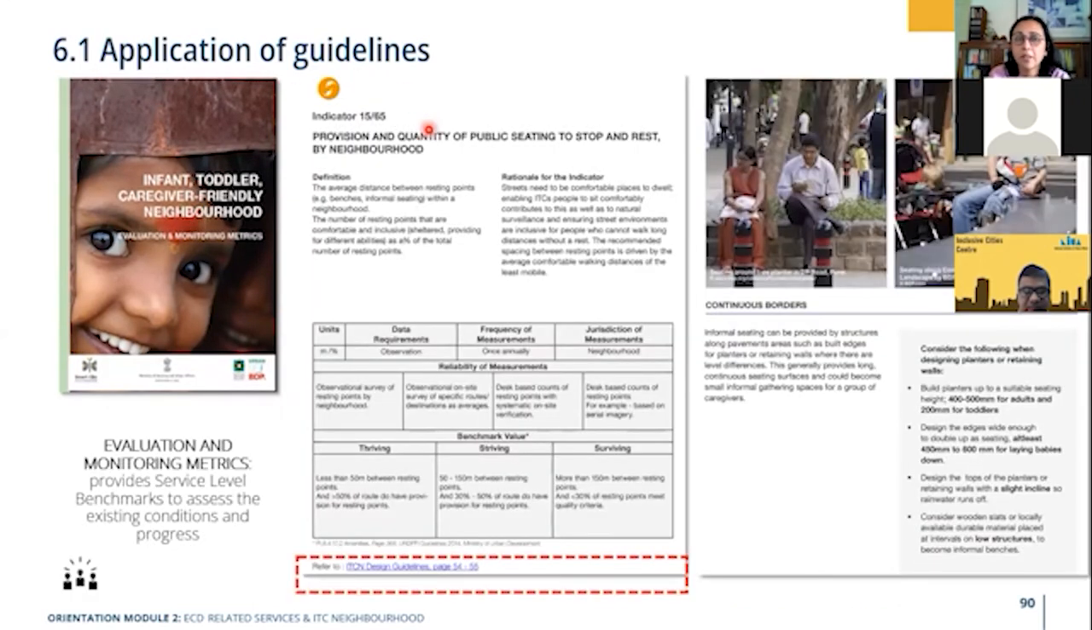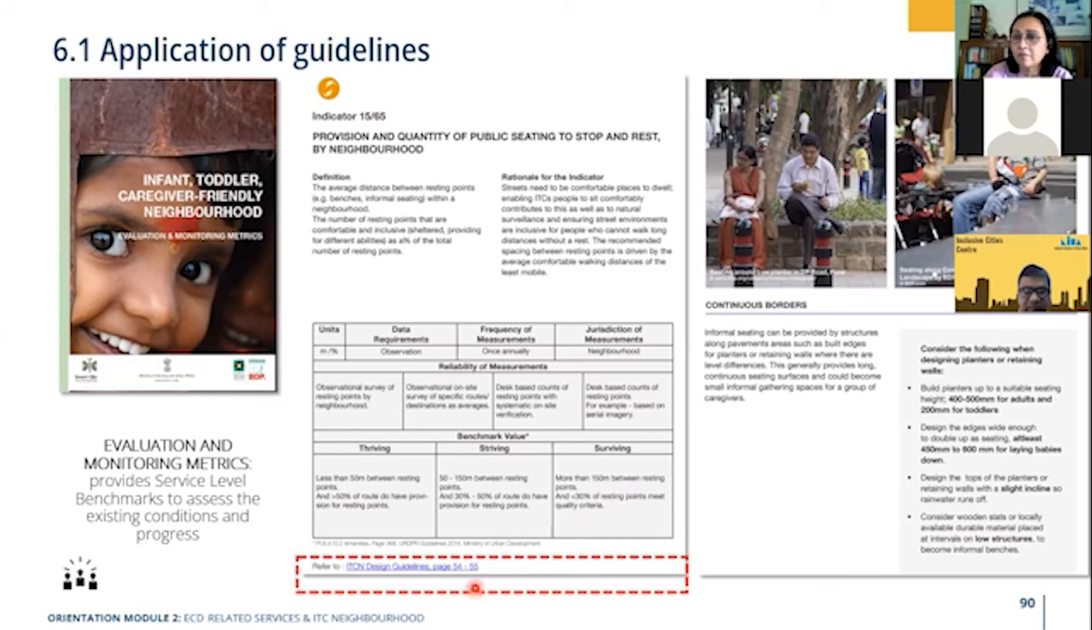So a typical page on an evaluation matrix would look like this. Like I said, there are 65 indicators, and this symbol refers to the inclusive indicators. So here the indicator is saying that you need to provide quality of public seating to stop and rest in the neighborhood. This is the indicator. Now, if you want to measure it, there are 3 levels. So when you see this, you will also see something like refer to ITCN guidelines, page number 54 and 55.